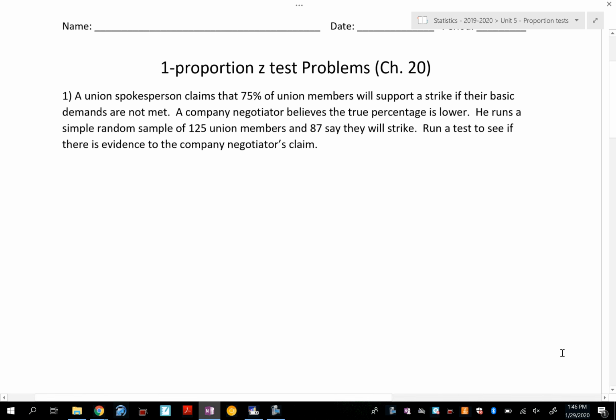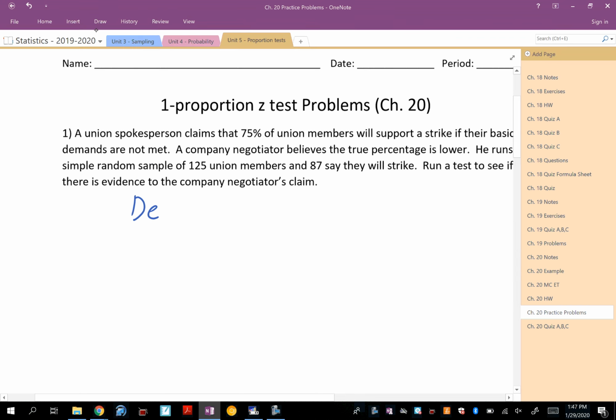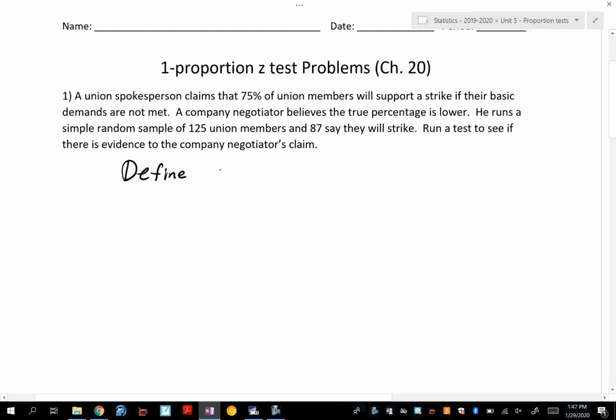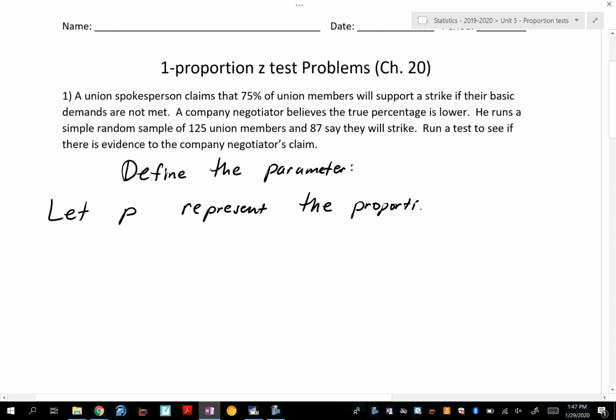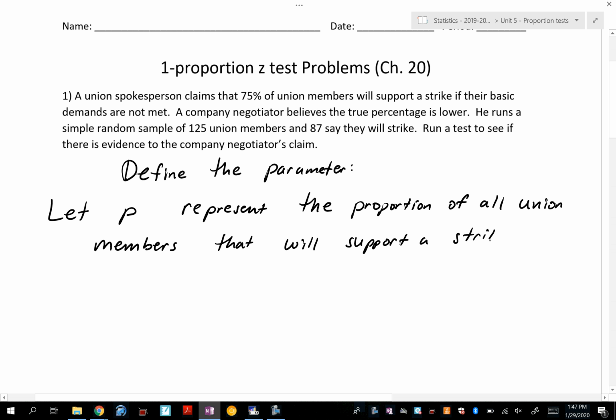Okay, so let's define the parameter. It's the first thing you always want to do. So define the parameter. Okay, here we go. Let P represent the proportion of all union members that will support a strike.